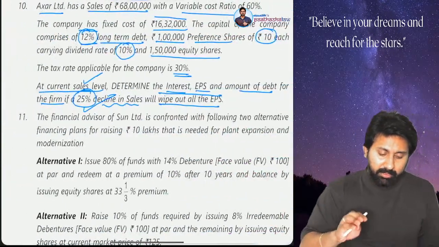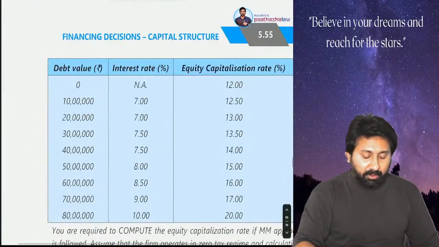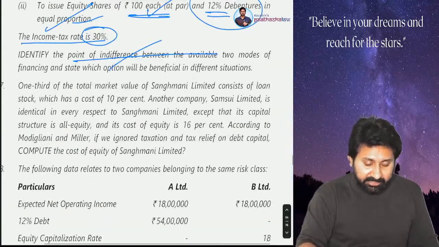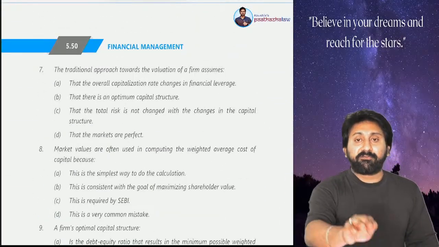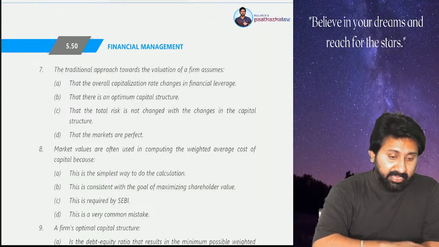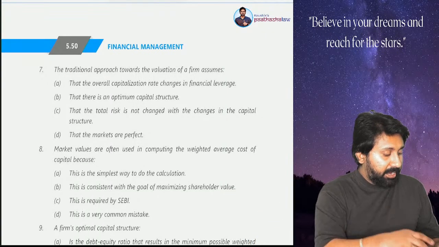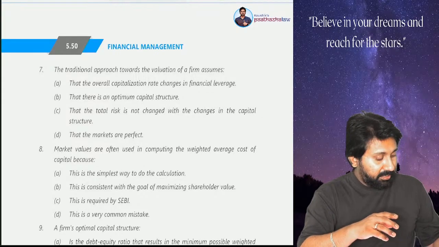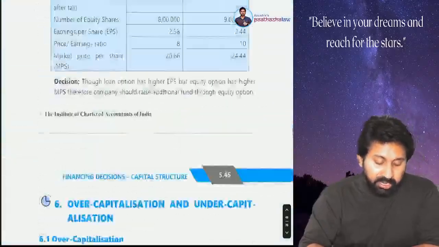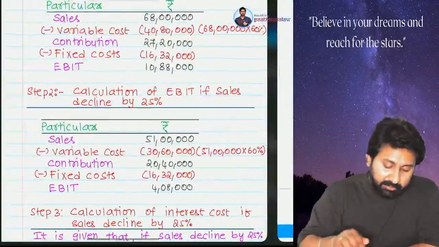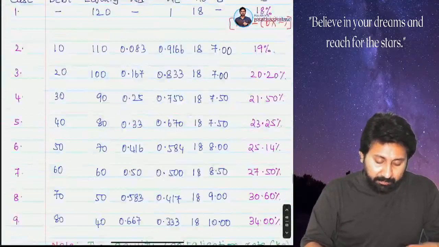Okay. These are all some important questions that you need to do in this chapter called capital structure theories. Next, there are 3 kinds of theories. First theory, net income approach. Second theory, net operating income approach. Third theory, Modigliani-Miller approach.